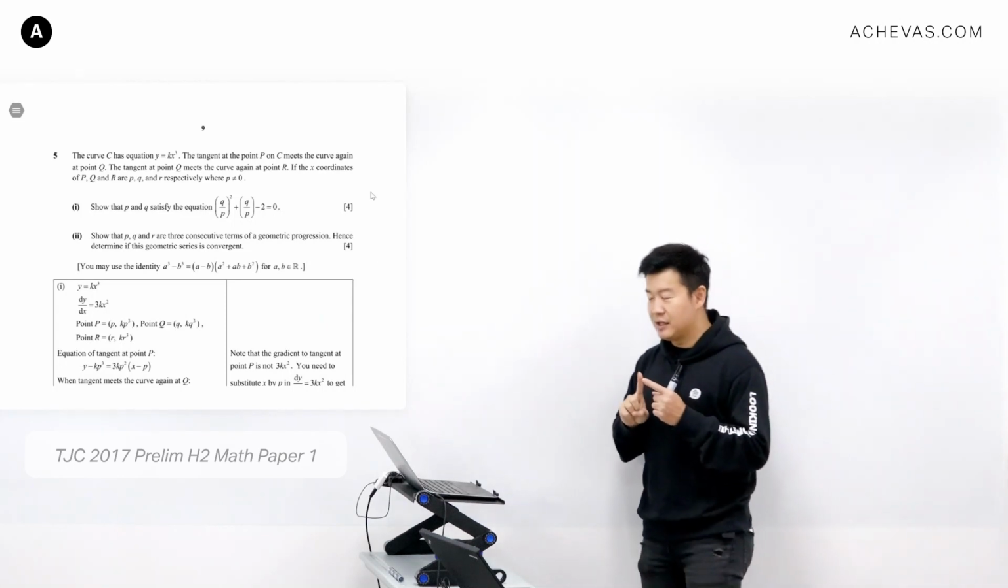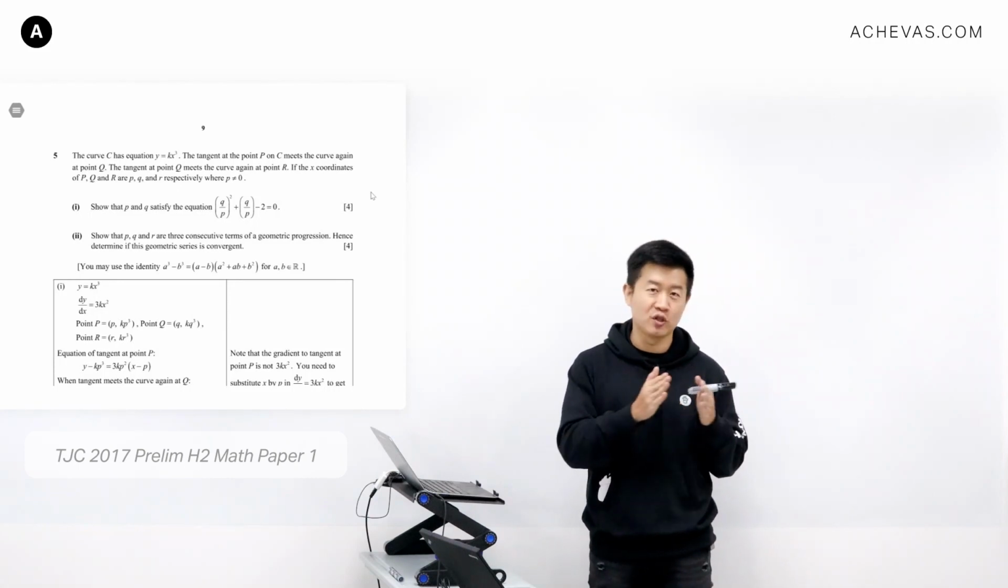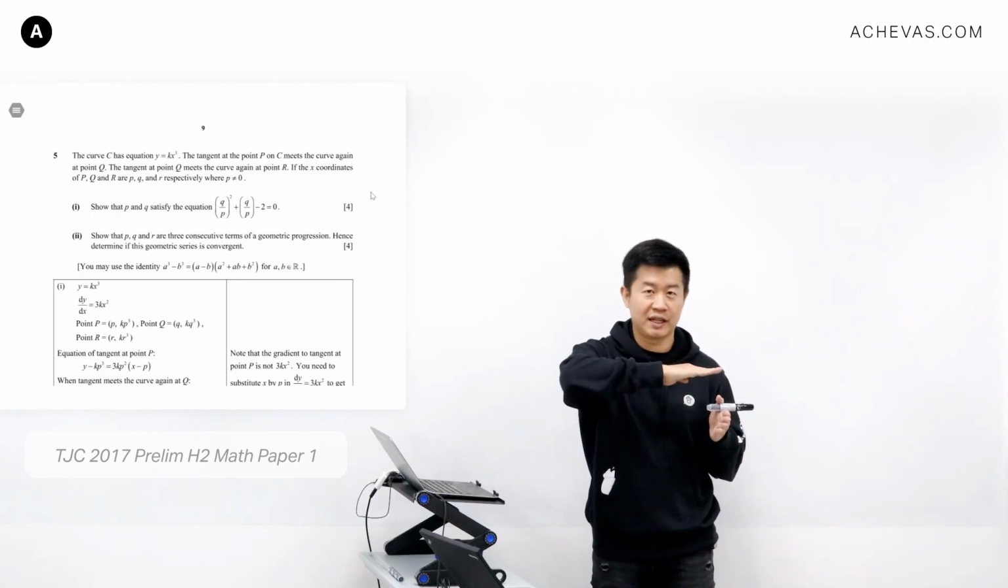Number one is they didn't actually tell me whether k is positive or negative. k definitely is not going to be equal to zero. The question didn't mention it, but I know it cannot be equal to zero. If k is equal to zero, y is going to be equal to zero. It's just going to be one horizontal line.